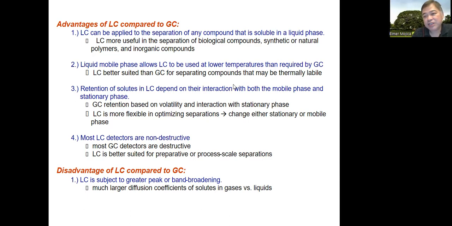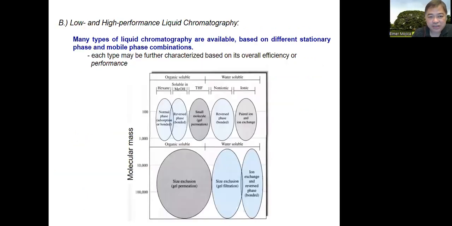So that's the advantages and disadvantages of LC compared to GC. Okay, so we have low and high performance liquid chromatography. When we're talking about HPLC, the P is for performance, not pressure. There's always a misconception. Even when I was in undergrad, I thought the P is pressure. It's really what we call performance.